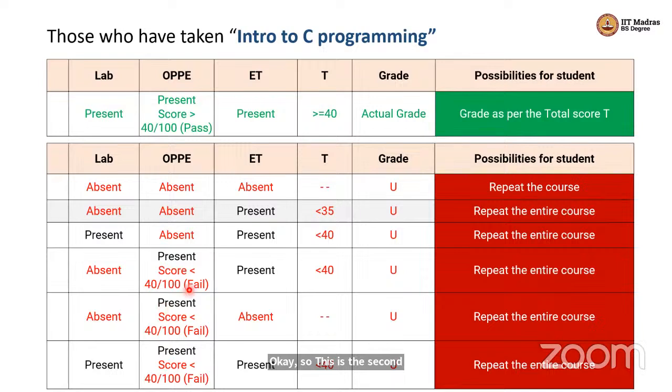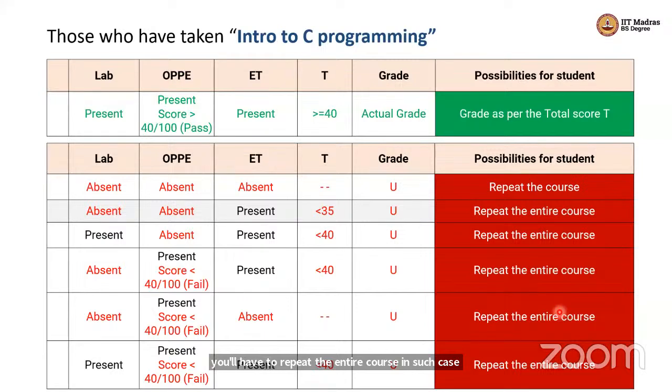I can just mention something about the last three line items here. Suppose irrespective of whether you attend the lab or not, if your OPPE is absent or present but the score is less than 40%, that means if your OPPE is absent or failed, you will get U grade. Okay, and if your total score is less than 35% or 40%, you will get U grade. So this is the combination, and you will have to repeat the entire course in such case.